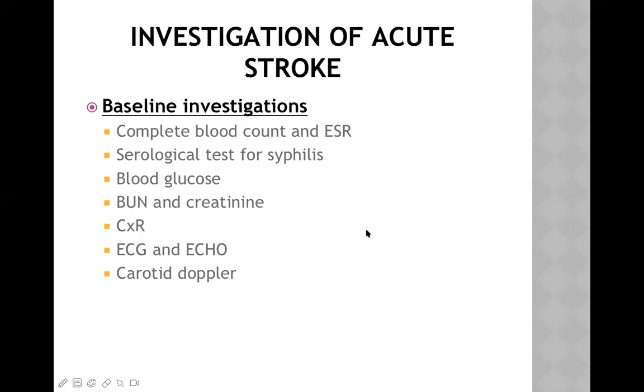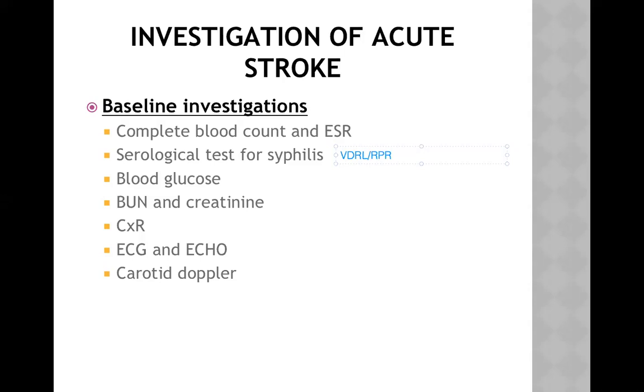Serological test is done for syphilis. Now I want some answer here. What are those serological tests? VDRL or RPR. Excellent. Now these are called screening tests for syphilis, or non-treponemal type of test, and they are sensitive but not specific.